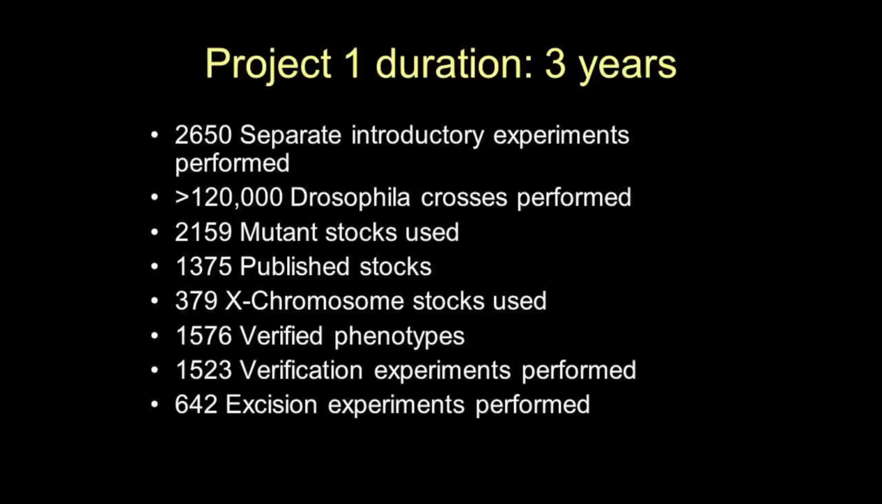To give you an idea of how much work is involved in each of these projects, this is project 1. Took about 2.5 years to complete. About 3,000 separate introductory experiments performed, greater than 120,000 Drosophila crosses performed, 2,000 mutant stocks, 1,375 published stocks, 1,576 verified phenotypes, and then excisions to show that they are real. So this is a tremendous amount of work which I don't think anyone will want to take on in their own laboratory unless one is crazy.